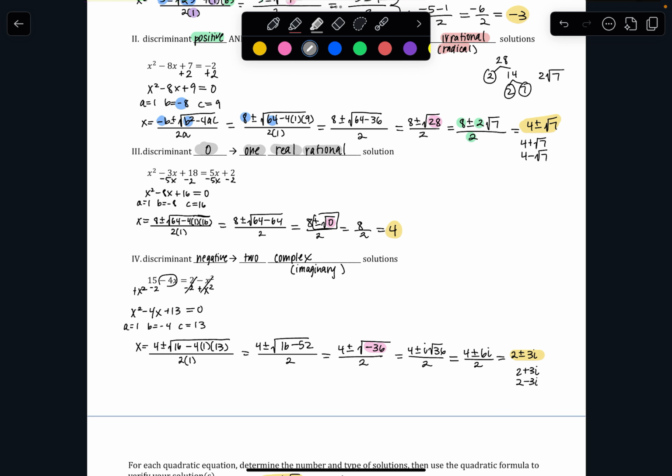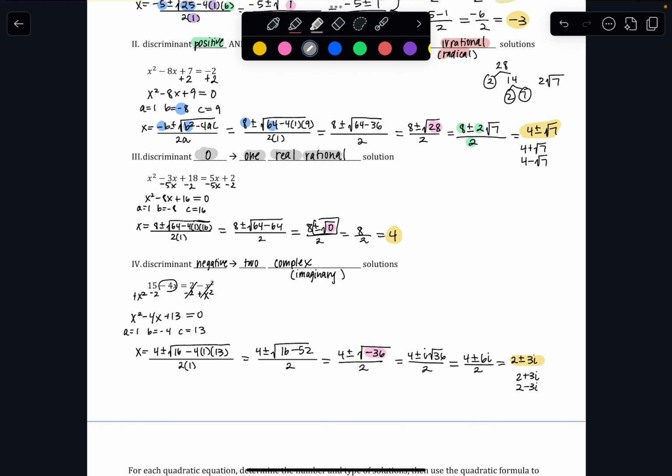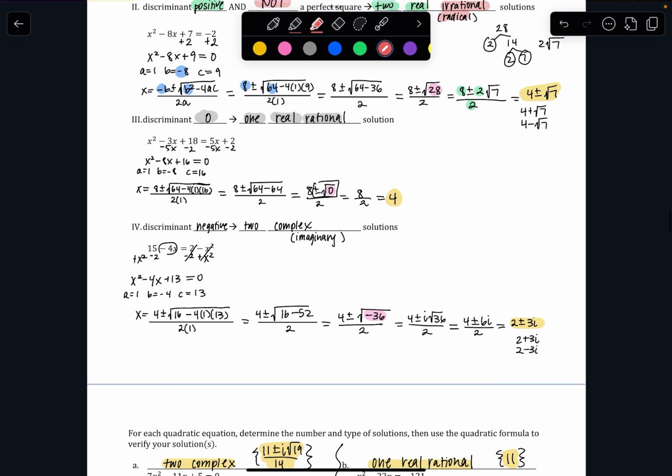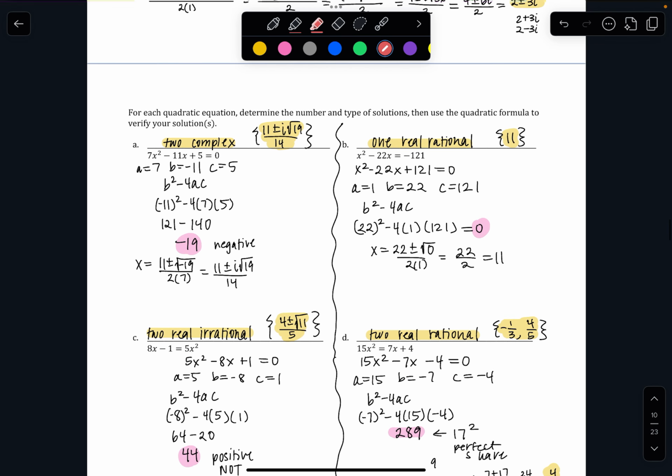Okay? And then if it is negative, I don't know what color I want to use. Let's just use red again. If it's negative, you're going to have two complex, meaning there's an imaginary part to it.